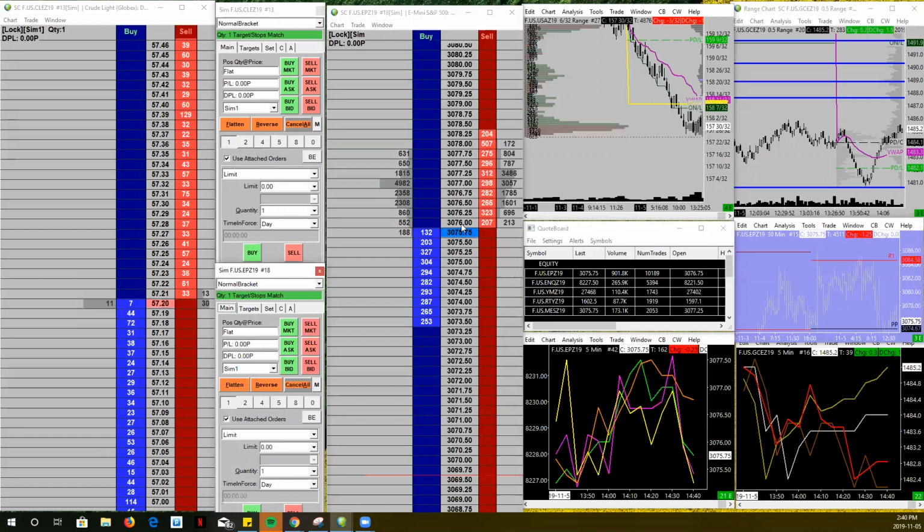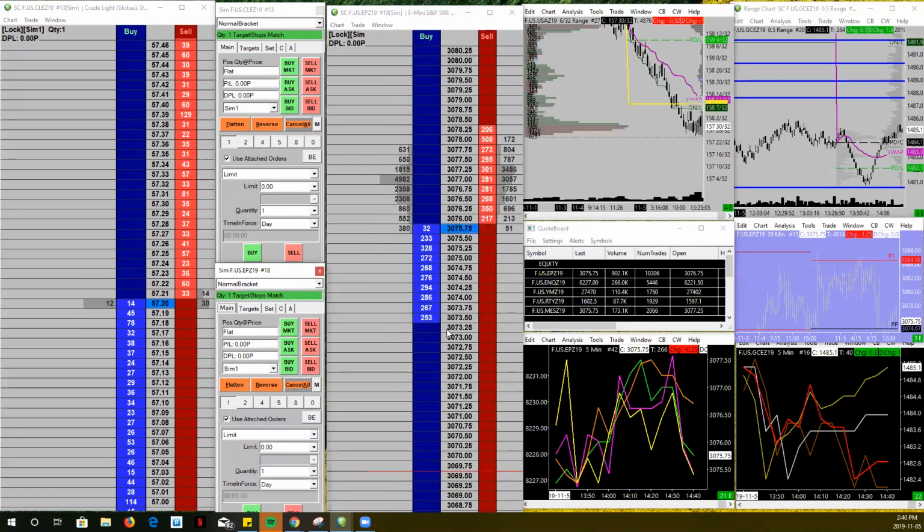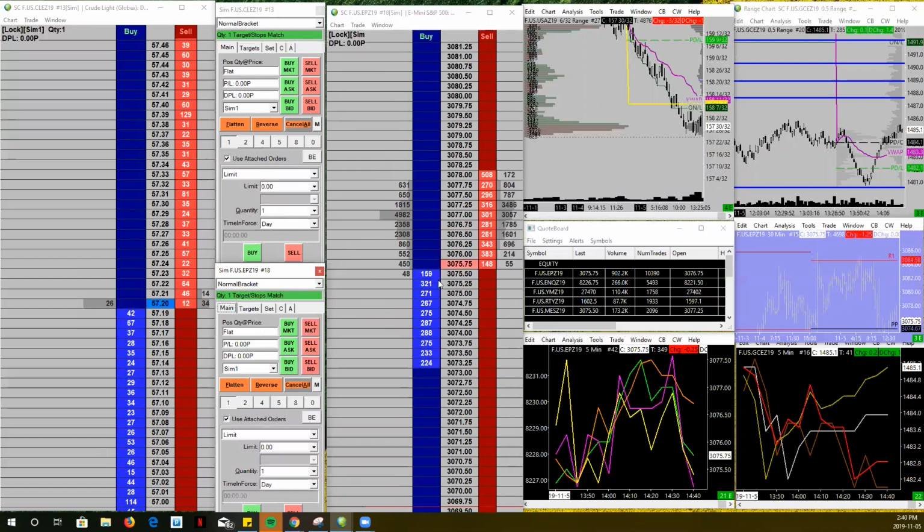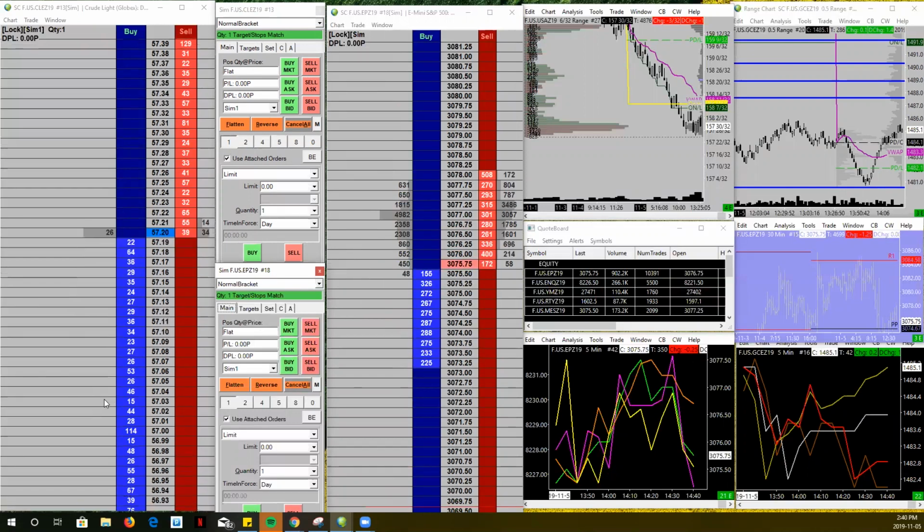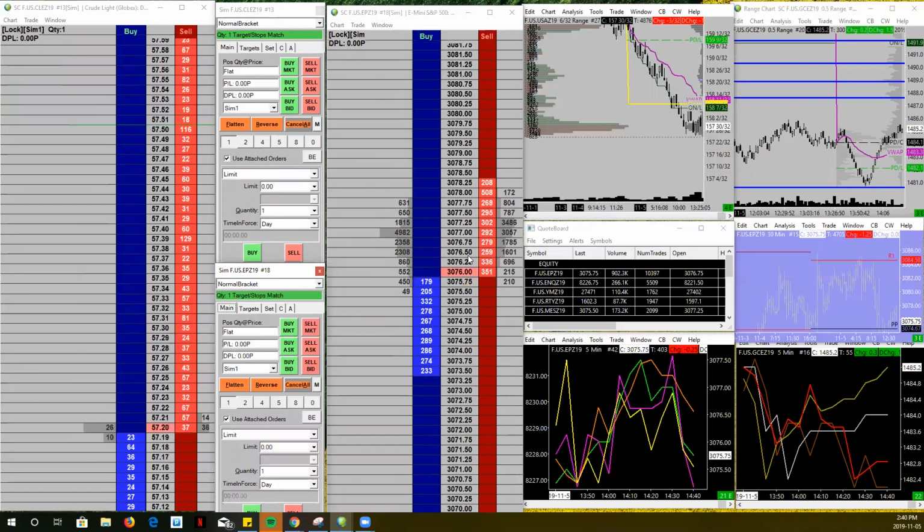Down here, we've got the S&P DOM as well, customized DOM. Really interesting DOM trading because I really love inventory. I really identify where the large inventory levels are and construct trade ideas based on those sometimes.